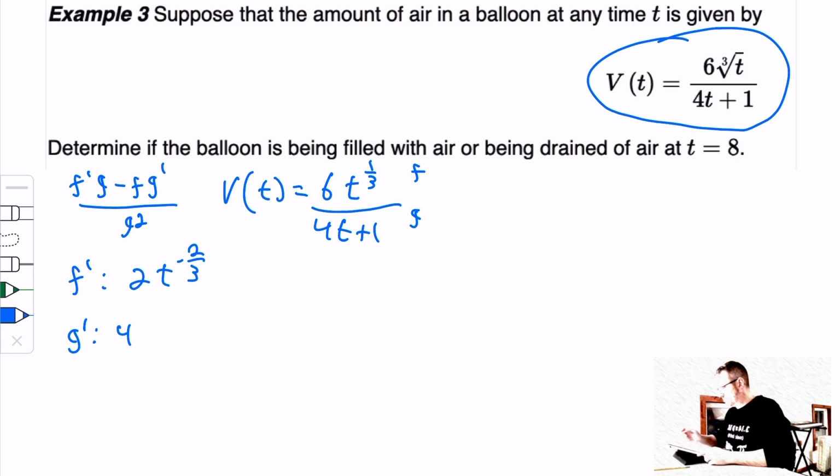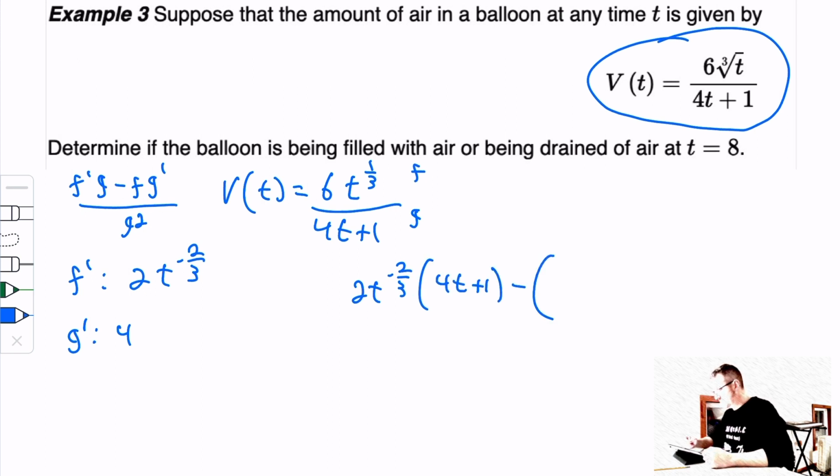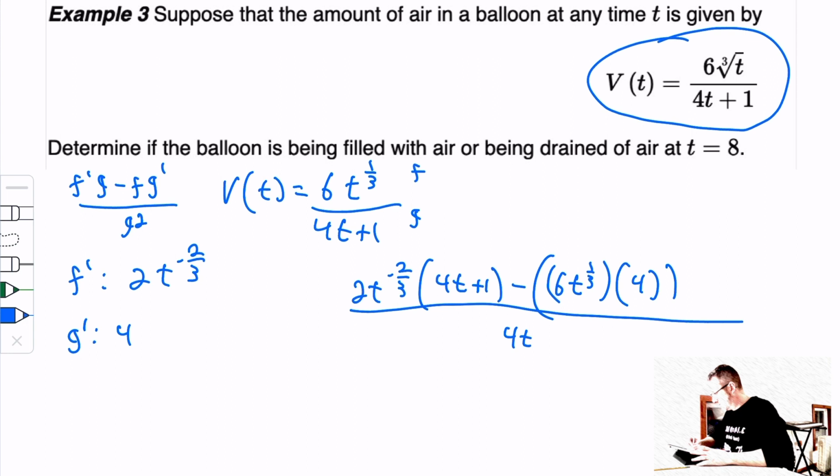Okay, so now let's plug in here. So f prime: I've got 2t to the -2/3 times g, which is 4t plus 1, minus f, which is 6t to the 1/3, times g prime, which is simply 4, all over 4t plus 1 squared. Okay, and this is how we're figuring out V prime of t.